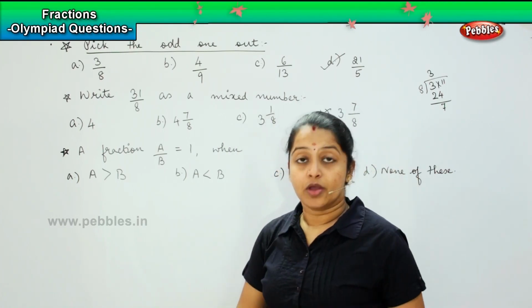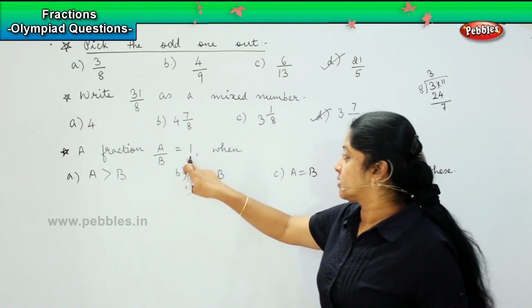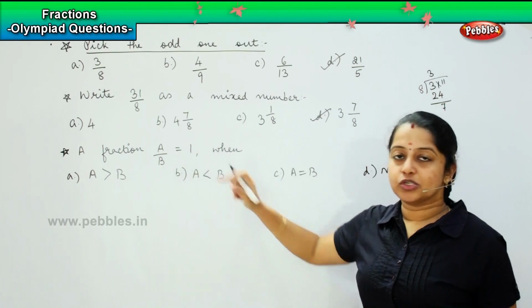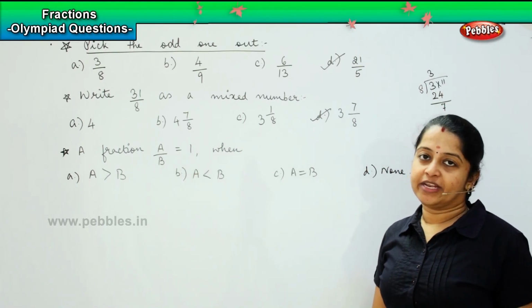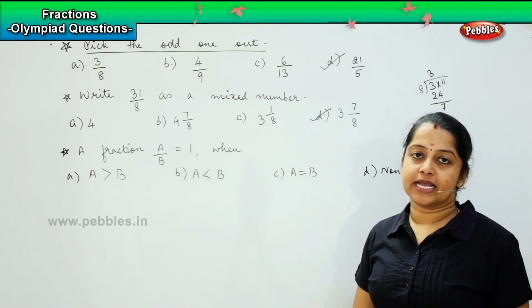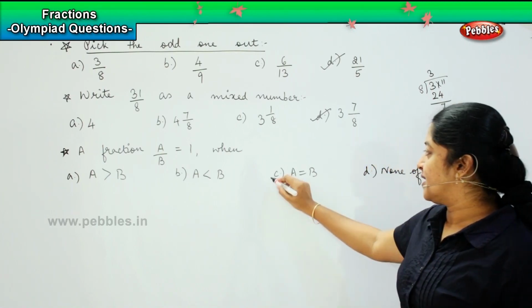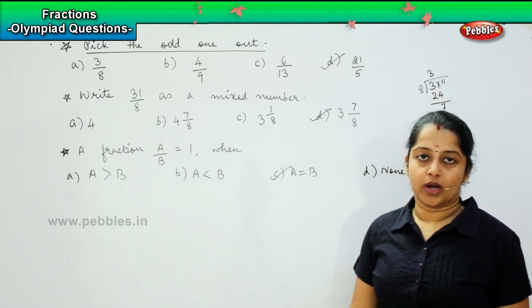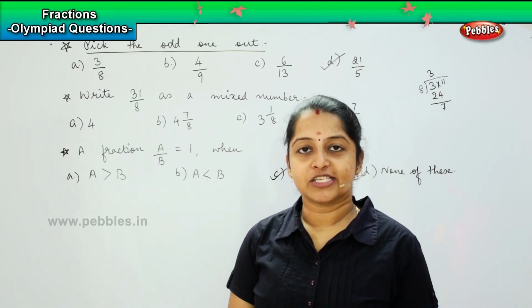Okay. So when a fraction is said to be 1, that is a whole number, when A by B is equal to 1, when, very good, both the numerator and the denominator have the same value, right? So which means when A is equal to B, then the fraction can be written as 1. Clear? Shall we move to the next one?